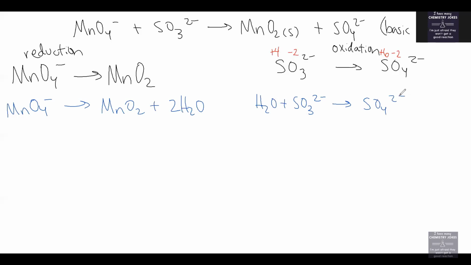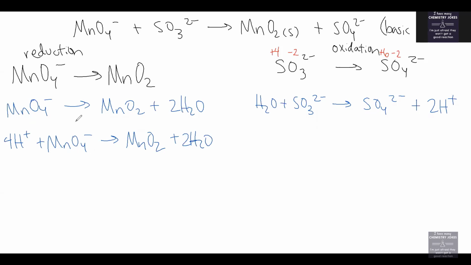Balance the hydrogens by adding H plus. 4 H plus. MnO4 minus yields MnO2 plus 2 H2O. I'm going to take a shortcut on this one because I have space and say 2 H plus get added to that one. After hydrogen come electrons.